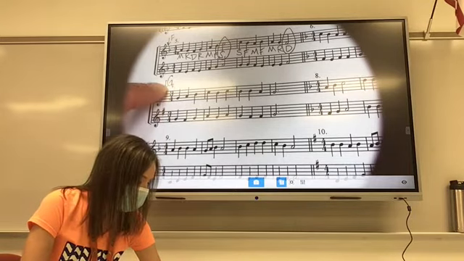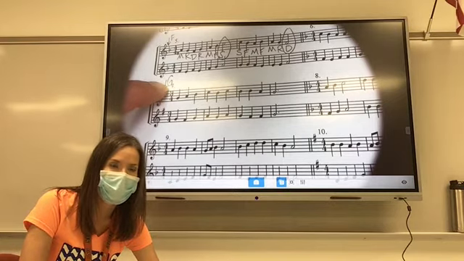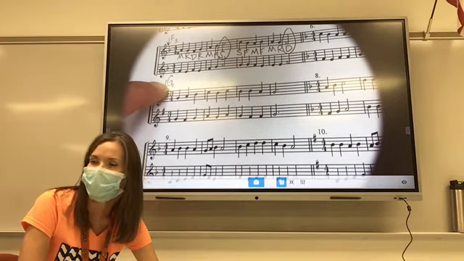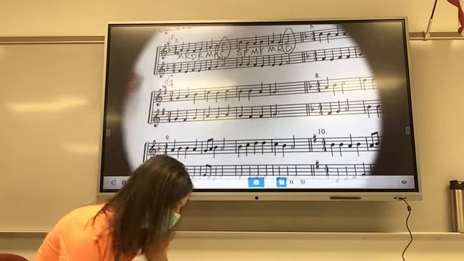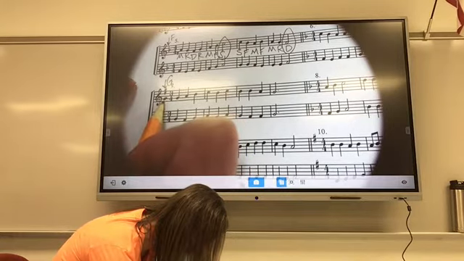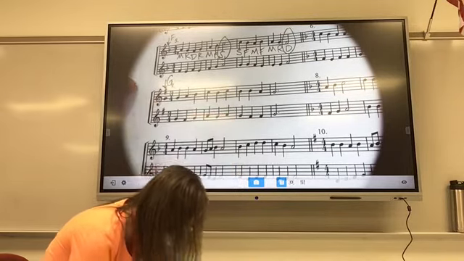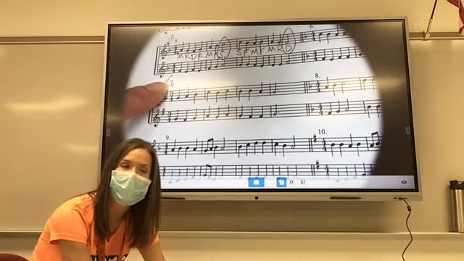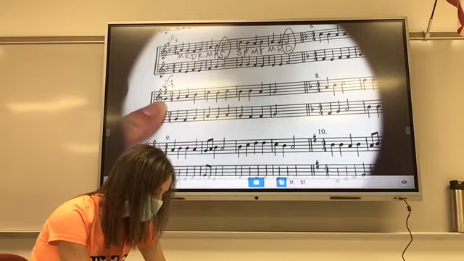So, what line or space is going to be do in this one? Raise your hand if you can tell me which line or space is G. Olivia? The second line, and remember, we know that because we know the names of our lines. Let's name our lines. Ready, go. E, G, B, D, F. So the key is telling us the name of the line or space where do is going to be. So there's do.